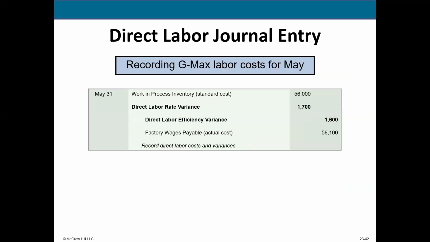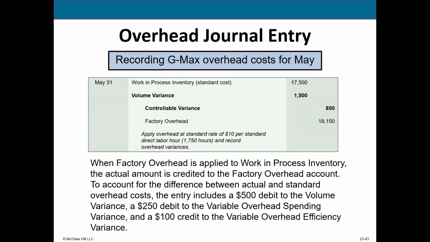We do the same type of journal entry for direct labor. So if there's an efficiency variance and a rate variance, we debit and credit those variances respectively and apply those costs, those variances, to work in process. And lastly, we apply our volume and controllable variances from overhead, and we apply those to work in process.